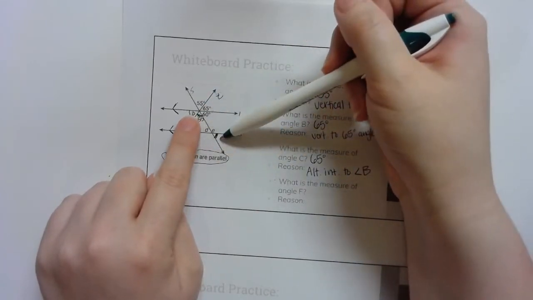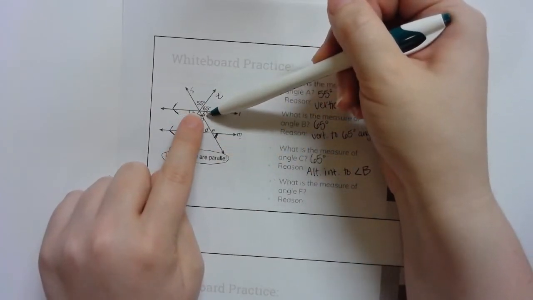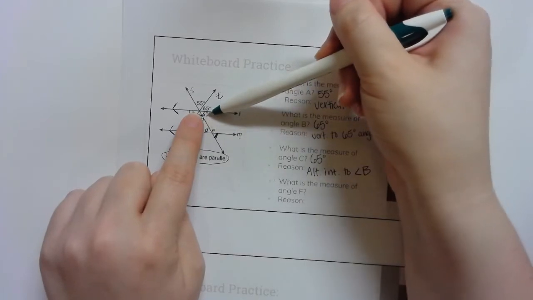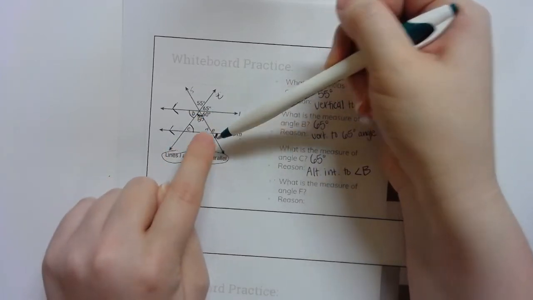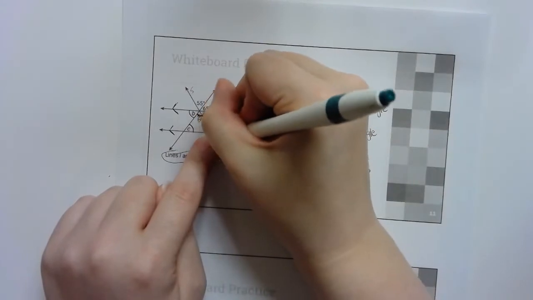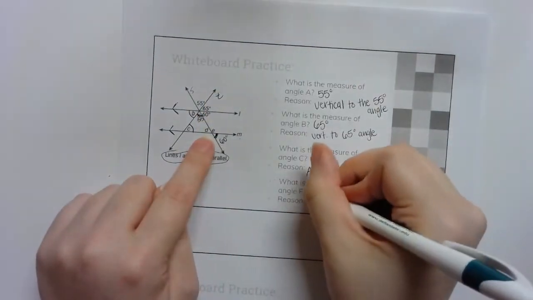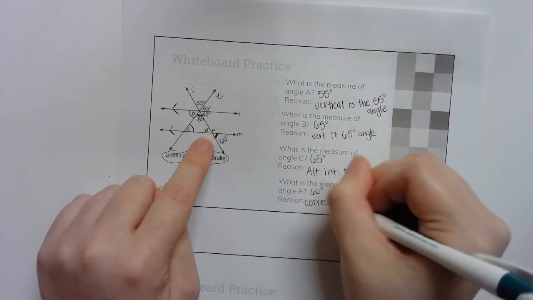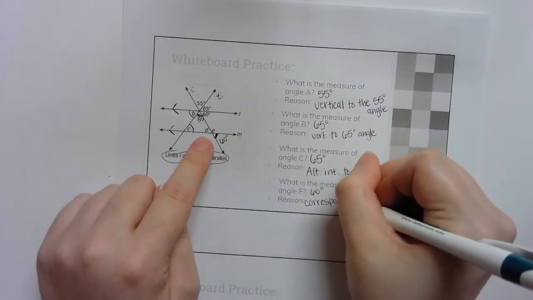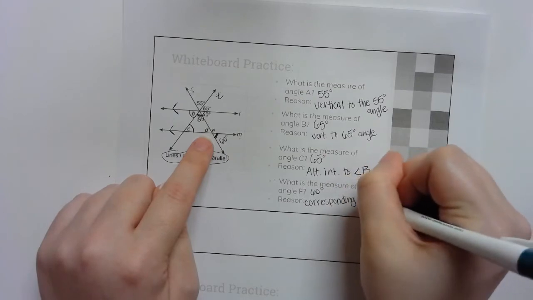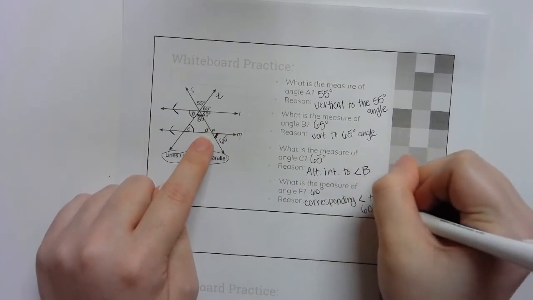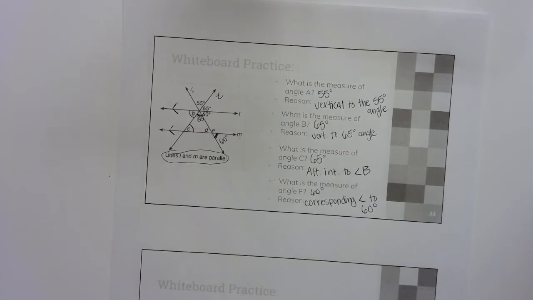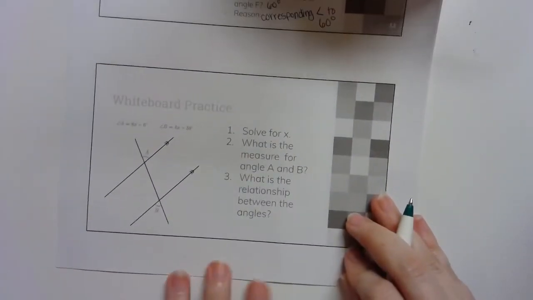For angle F, if this is 60, the corresponding angle to this one is here. It's angle F. So this is 60. So it's 60 degrees because it's a corresponding angle to the 60-degree angle. All right? So this one says to solve for x.